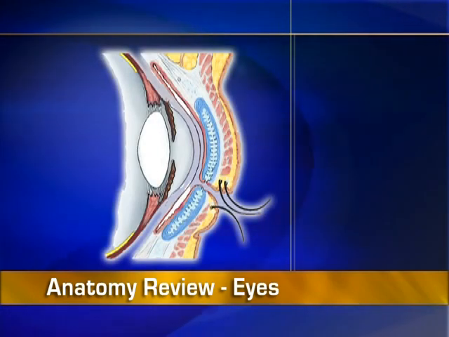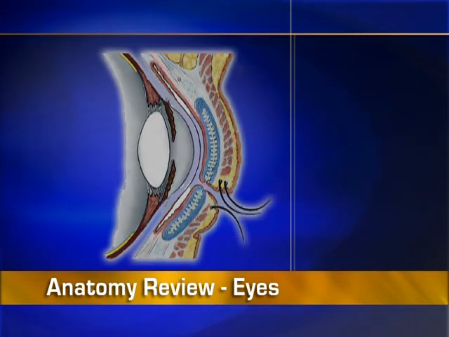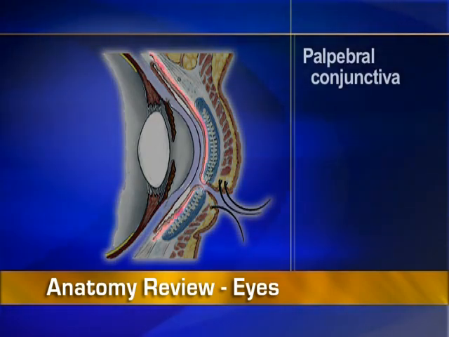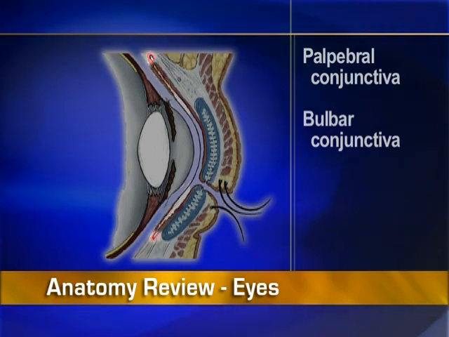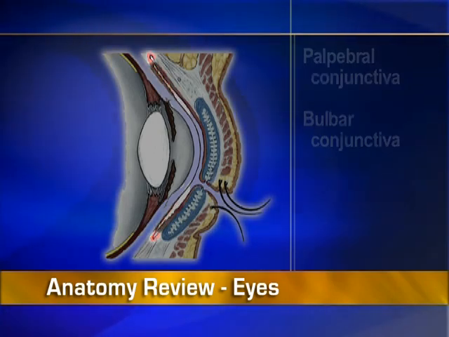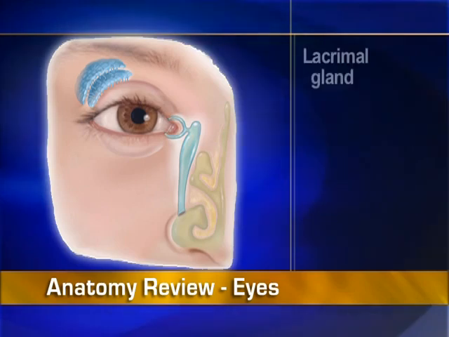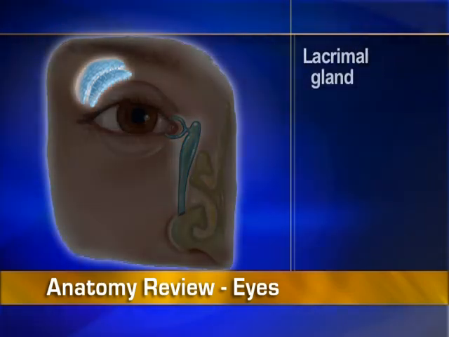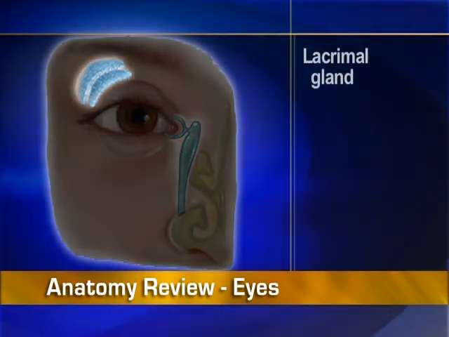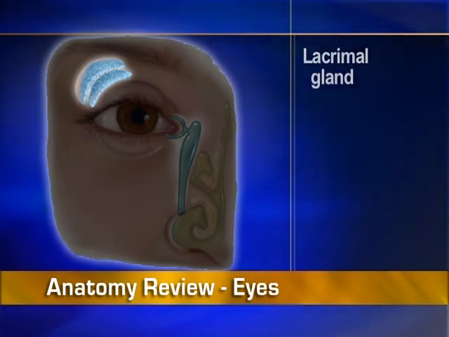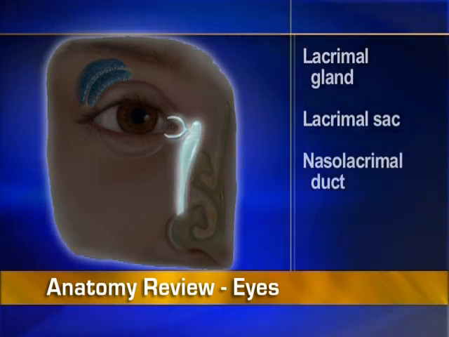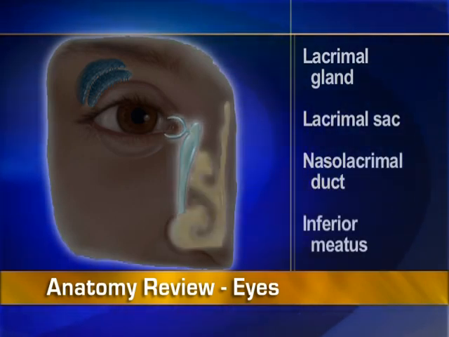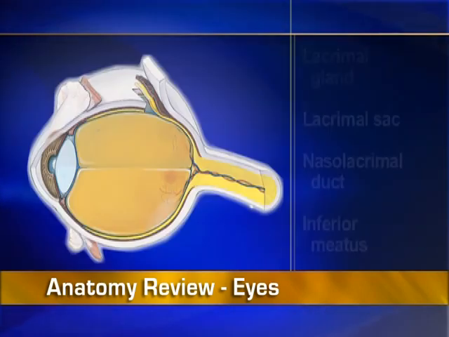The transparent conjunctiva protects the eye. The palpebral conjunctiva lines the eyelids and folds back over the eye. The bulbar conjunctiva overlays the eyeball. It merges with the cornea at the limbus. Above the eye, the lacrimal gland secretes tears, which lubricate the conjunctiva and cornea and drain into the puncta. Then they drain into the lacrimal sac and nasolacrimal duct and empty into the inferior meatus.